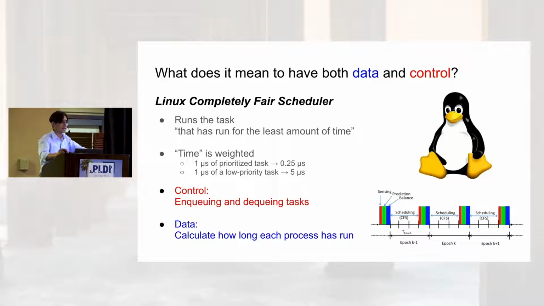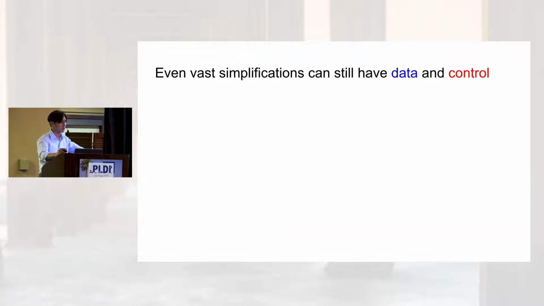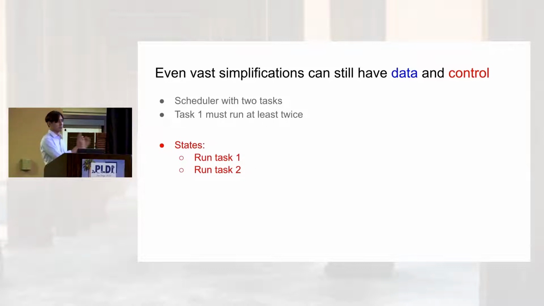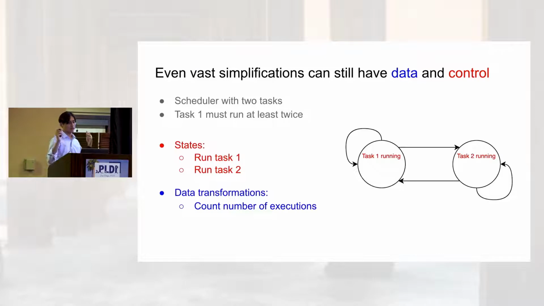However, even if you vastly simplified this and had a scheduler where you only have 2 tasks, and the only thing you need to guarantee is that the first task needs to run twice, nothing else. This is the only thing you need to do for the scheduler. You would still have data and control because you would have a state: you're either running task 1 or you're running task 2. But you would also have data transformations because you need to count the number of executions.